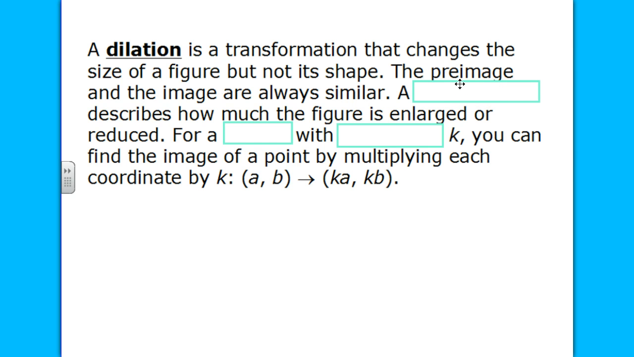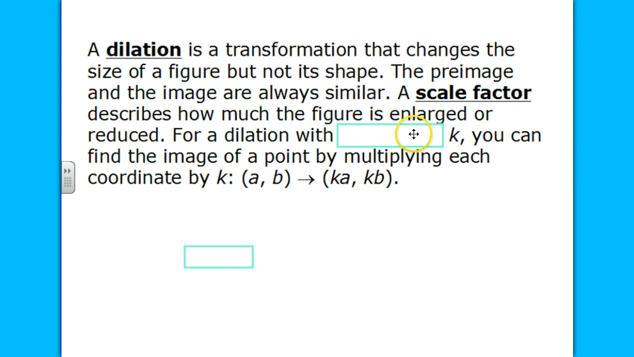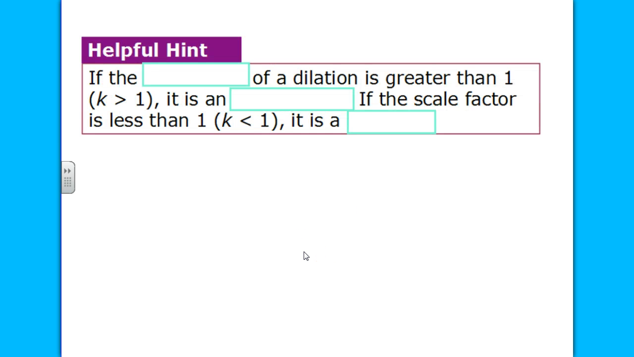What describes how much the figure is enlarged or reduced, Kaylin? Scale. Good. So for a dilation with a scale factor of k, you can find the image of a given point by multiplying each of the coordinates by that factor k. So here's a scale factor k. Here's the original, right? And we're going to find the image by multiplying each of these values by your scale factor. So this is kind of common sense.